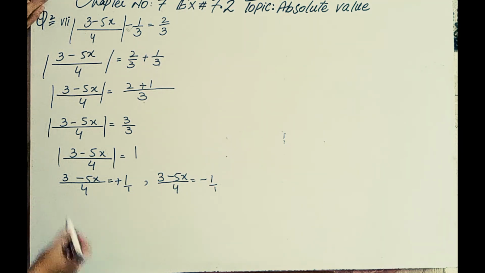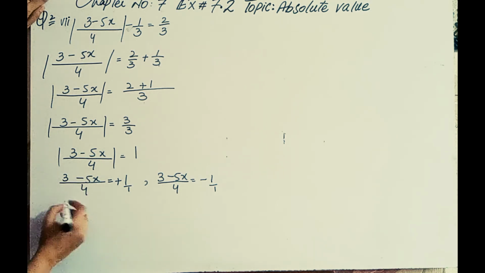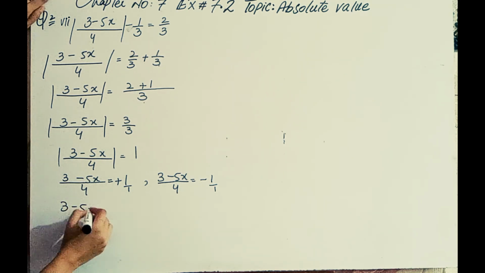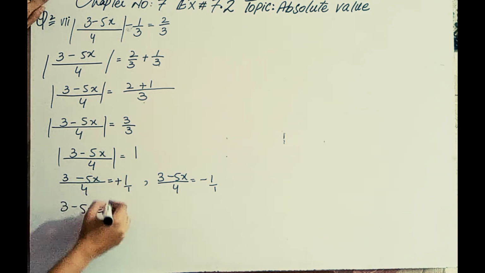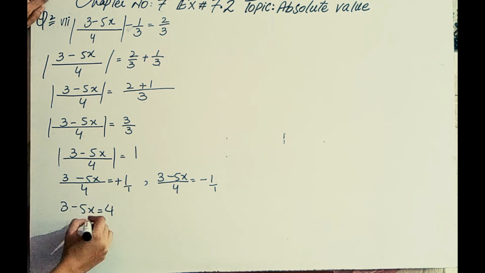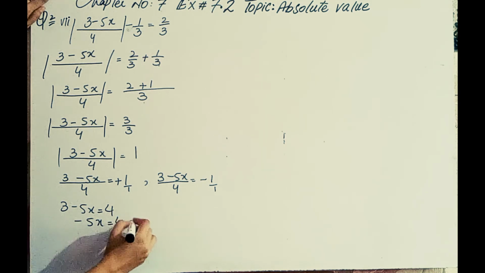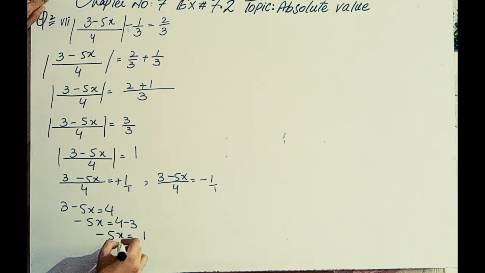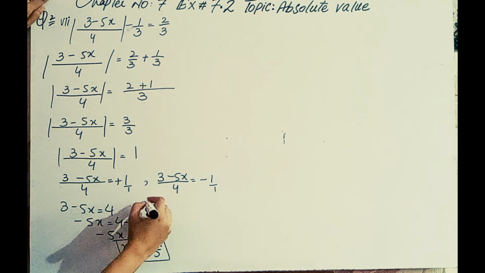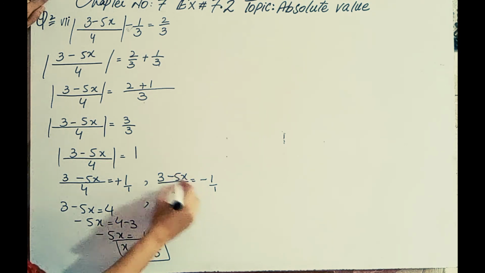We can do the cross multiplication. 3 minus 5x is multiplied by 1, so it stays 3 minus 5x. 4 will be multiplied by 1, 4. So minus 5x equals 4, and moving 3 to the other side it becomes minus 3. Minus 5x equals 1. So 5 is multiplied here, and going to the other side it is divided, so the value of x will be minus 1/5.